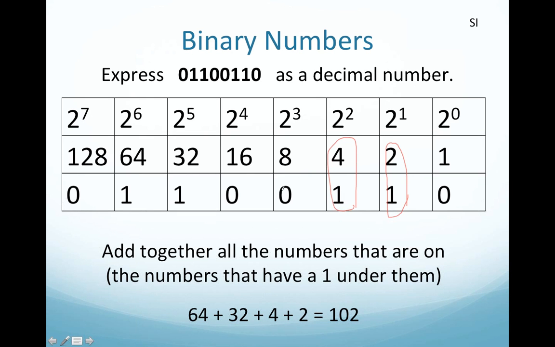Okay. And we're going to do 32 and 64. So everything that gets turned on, we actually perform the math. And of course, we can see the math being performed down here at the bottom. So we're adding the 2, the 4, the 32, and the 64 together, and that's going to give us 102. So our decimal number that's equivalent to the binary number in this case is going to be 102.